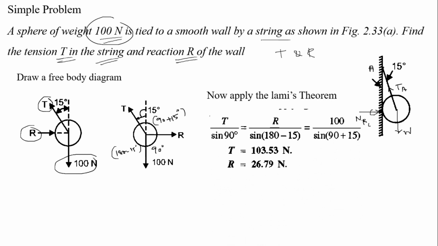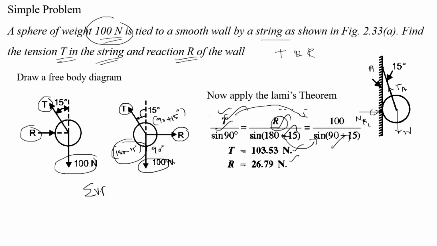So, applying Lami's theorem: T divided by sin 90, R divided by sin of 180 minus 15, and 100 divided by sin of 90 plus 15. Equating these two, we can calculate T, and equating these two, we can calculate R. We can also solve this problem by another method, that is summation of vertical forces equal to 0 and summation of horizontal forces equal to 0. With the help of these equations, we can calculate the same T and R.